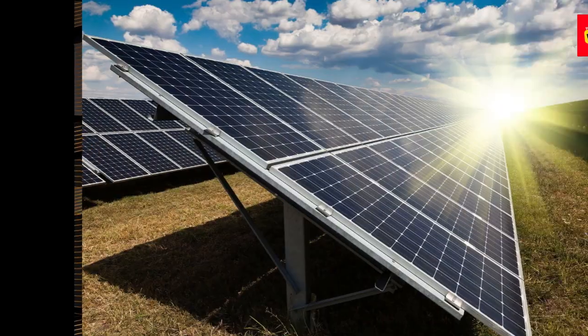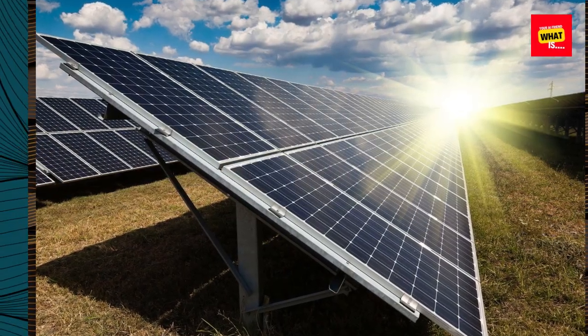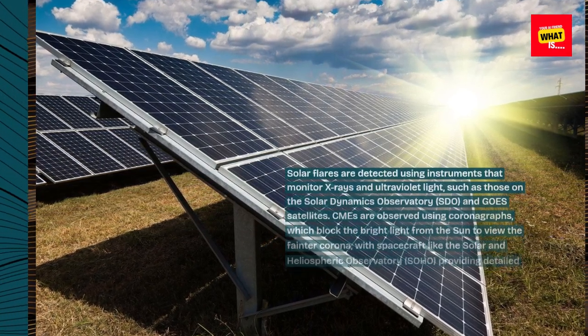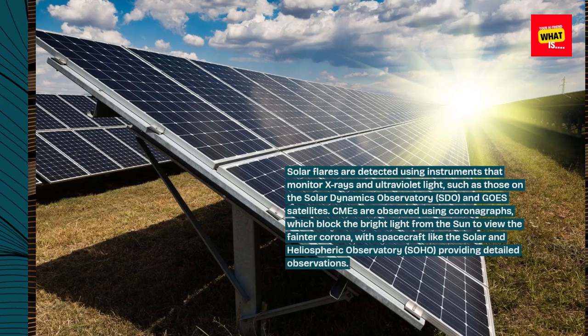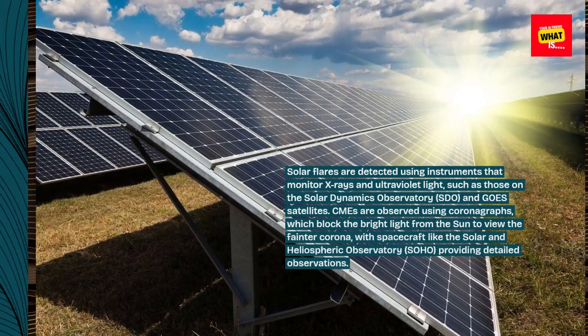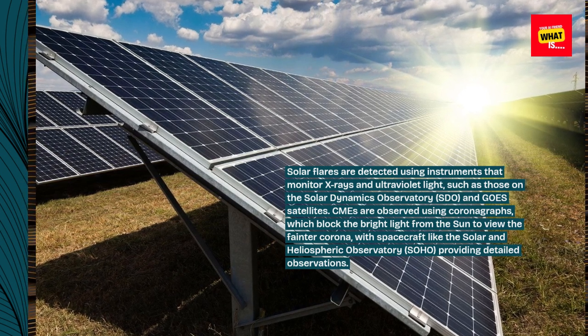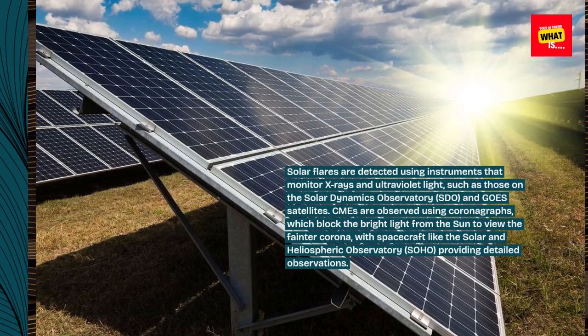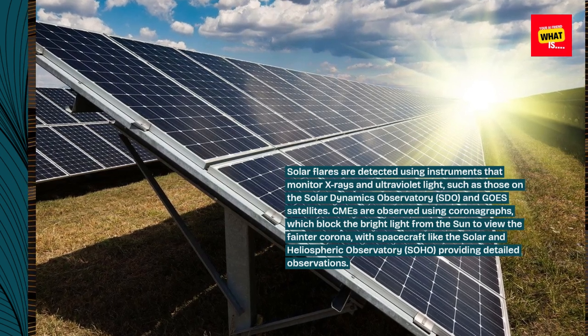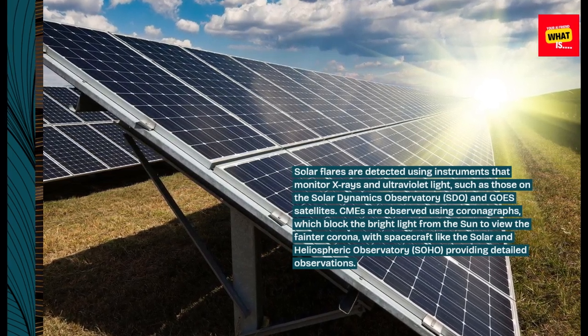Detection and observation. Solar flares are detected using instruments that monitor X-rays and ultraviolet light, such as those on the Solar Dynamics Observatory, SDO, and GOES satellites. CMEs are observed using coronagraphs, which block the bright light from the Sun to view the fainter corona, with spacecraft like the Solar and Heliospheric Observatory, SOHO, providing detailed observations.